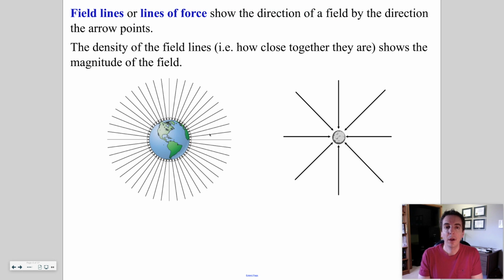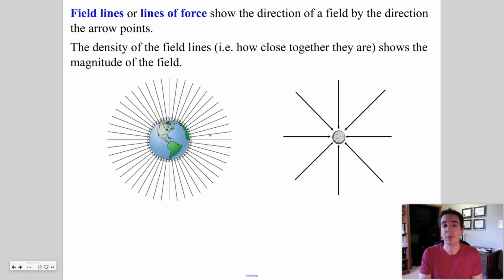Okay, so to represent pictorially a field around an object, what we do is we draw field lines or lines of force. Now, normally when we draw arrows on a page in our physics book, we say, oh, those arrows represent vectors. And those are not vector arrows. They're different. They're called field lines or lines of force.